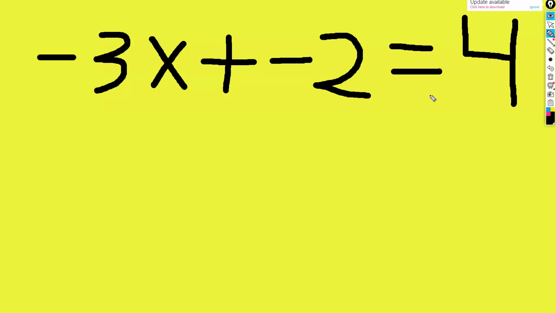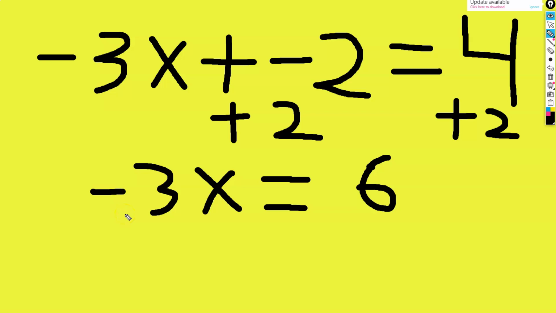To help you decide what to do, you can think of the order of operations in reverse. Because the last thing we would do in this equation is add this -2, that's the first thing I'm going to get rid of. I can get rid of this -2 by adding its opposite, +2.